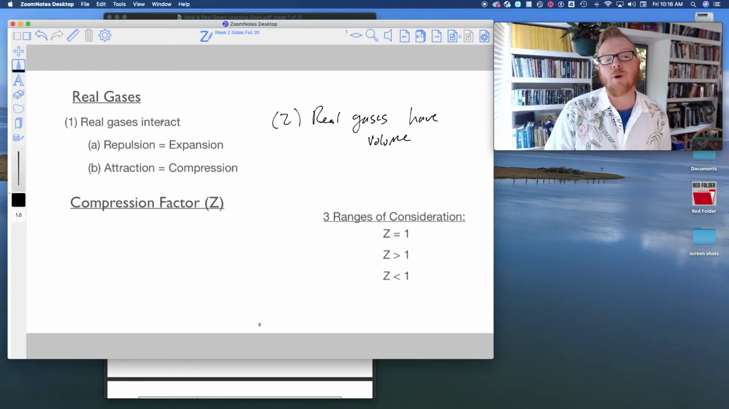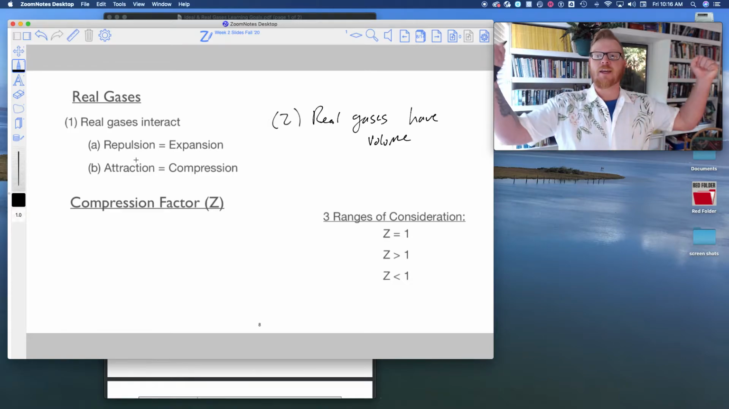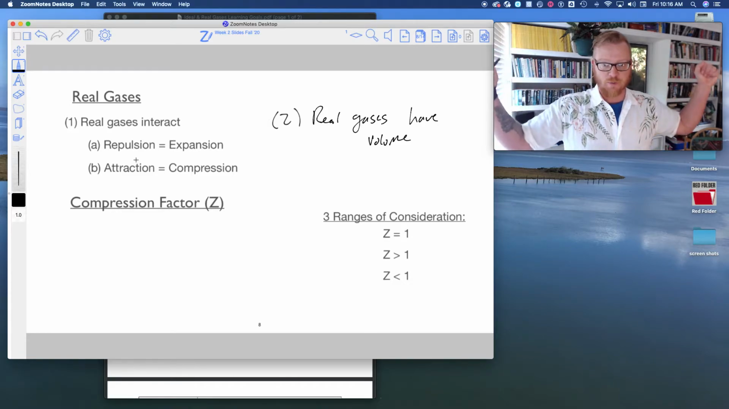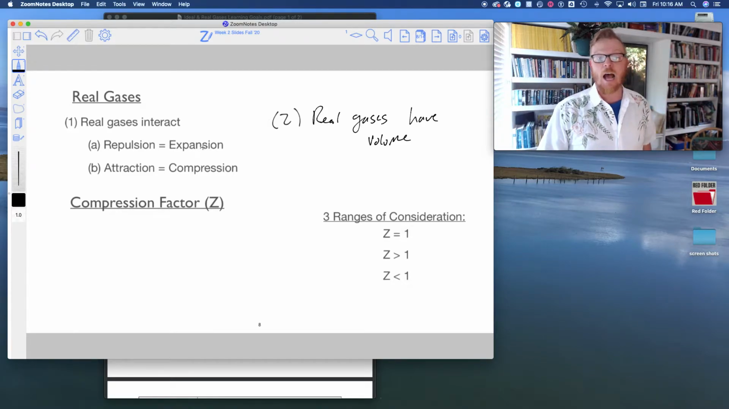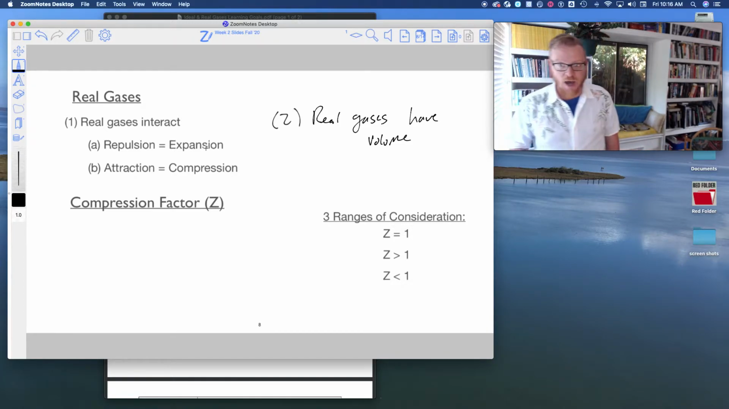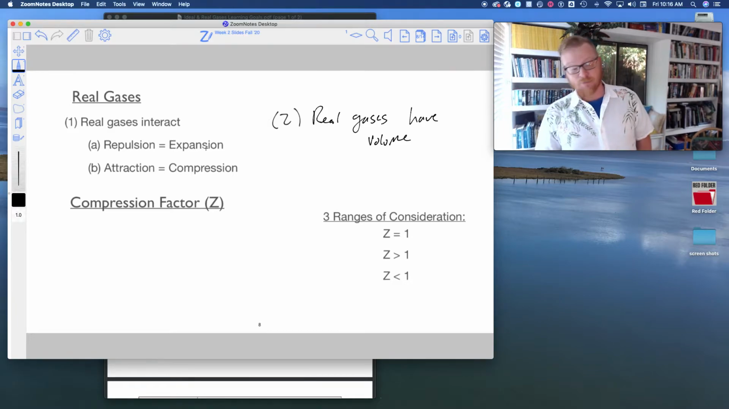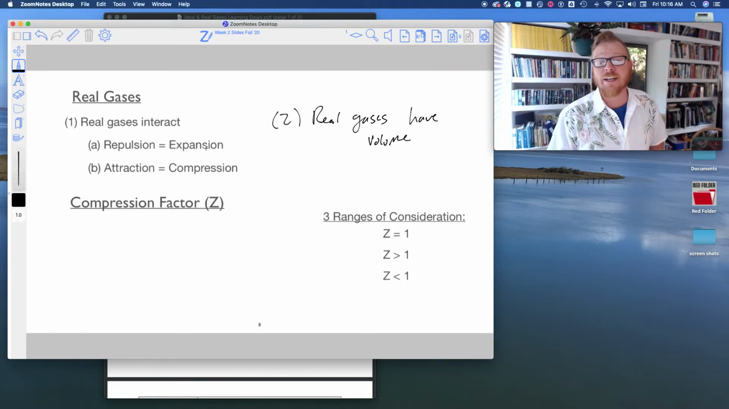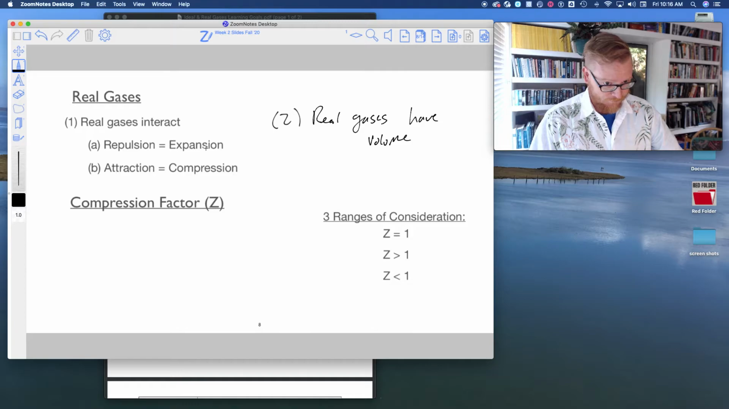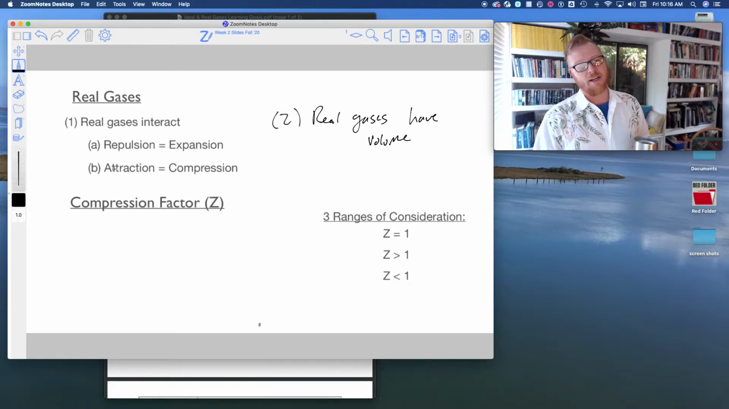Conversely, repulsion, so if the interaction is not favorable, meaning maybe two positive charges repelling each other, that would result in expansion. Of course, if it was a non-rigid container. If it was a rigid container, it would just result in an increase in pressure. Okay? We want to keep this in mind. Attraction equals compression, repulsion equals expansion.